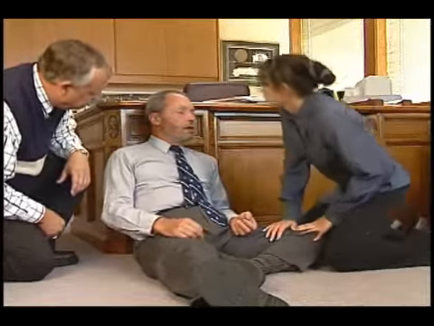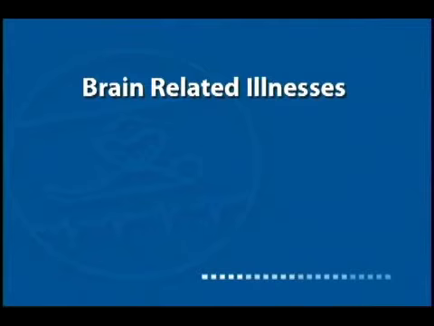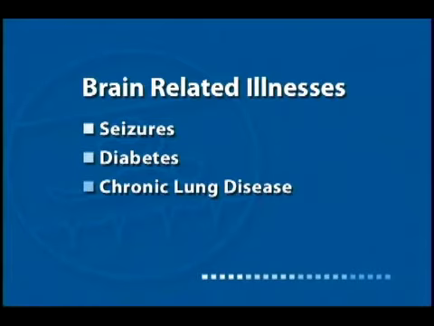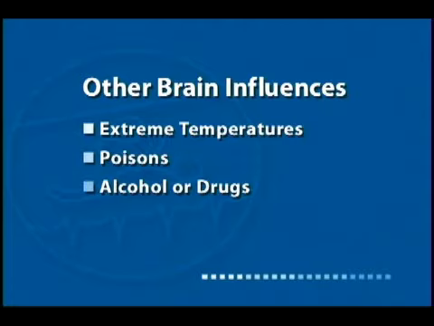A significant change in a person's normal mental status indicates a serious medical problem. Early recognition by a first aid provider and rapid professional medical care is often the best response to a patient with an altered mental state. Many illnesses, such as seizures, diabetes, chronic lung disease, and stroke, can affect the function of the brain and result in a change in how a person acts and responds. Other influences, such as extreme temperatures, poisons, or the use of alcohol or drugs, can also affect the brain.